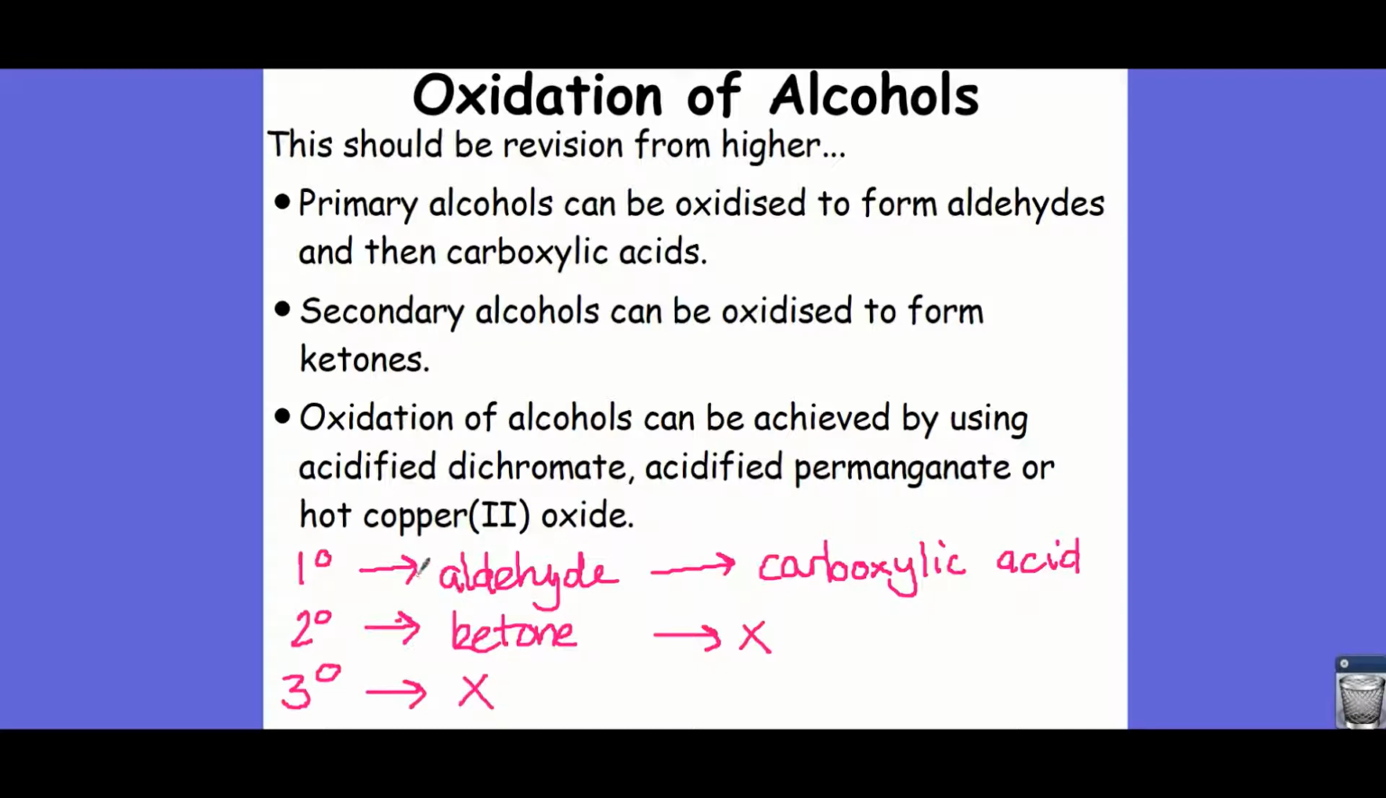So remember, reagents used are things like copper(II) oxide or acidified potassium dichromate, or Tollens' reagent, Fehling's solution, which remember is also known as Benedict's solution.